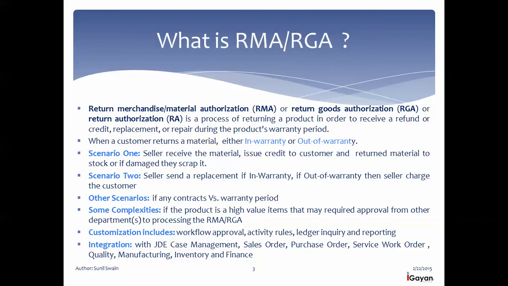Scenario one could be that when a customer returns the material, the seller receives the material and either issues a credit to the customer or returns the material to stock, or if it is damaged, they scrap it. The second scenario: if the product is in warranty, the seller sends a replacement. If it is out of warranty, the seller charges the customer.